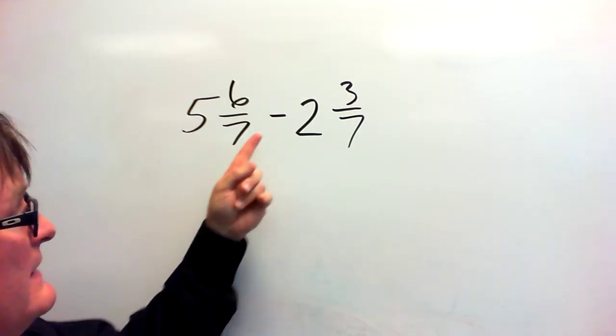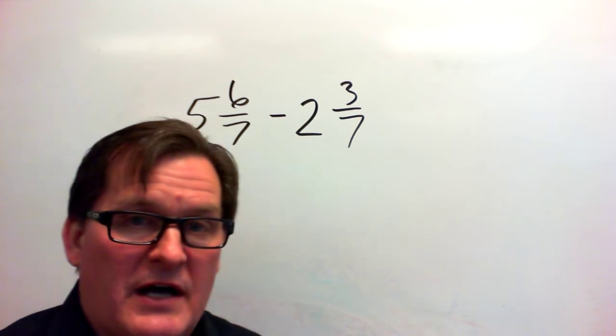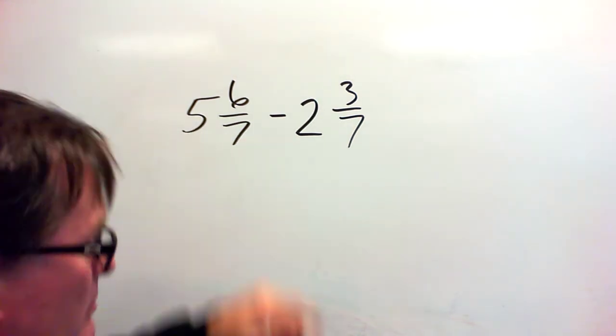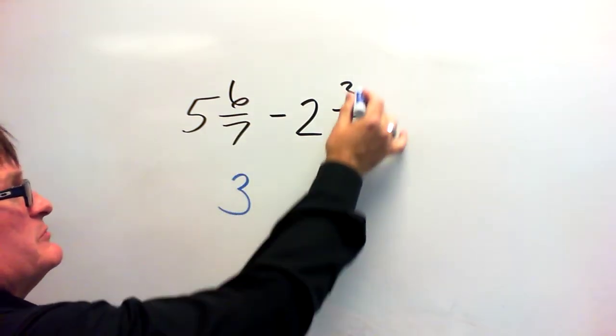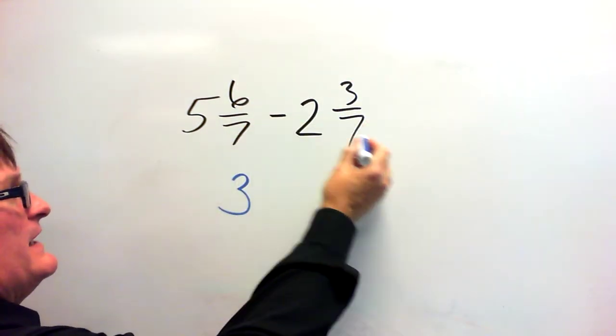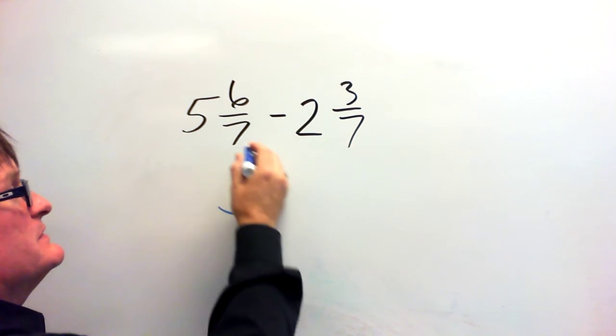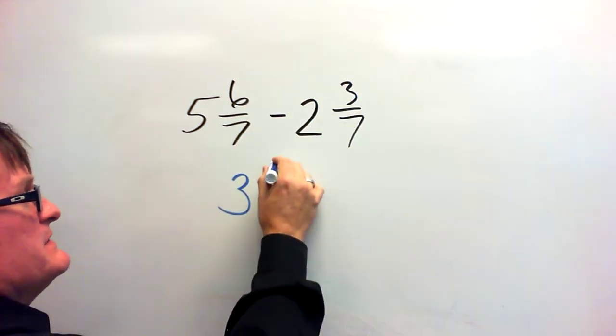Now we're subtracting a pair of mixed numbers. The process is still the same. We know how to subtract whole numbers. 5 minus 2 is 3. And then we also know how to subtract fractions that have like denominators, that have common denominators. So 6/7 minus 3/7 is just 3/7.